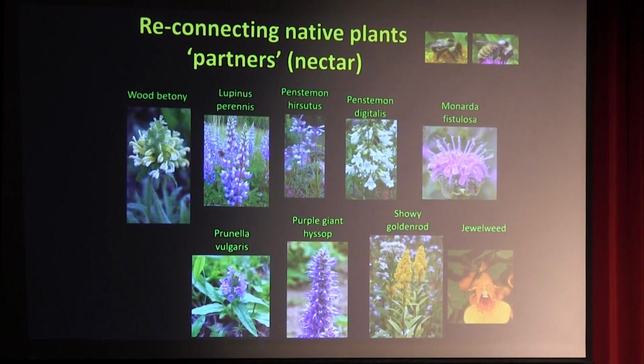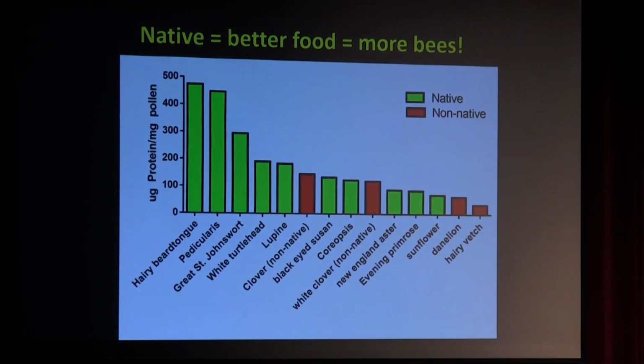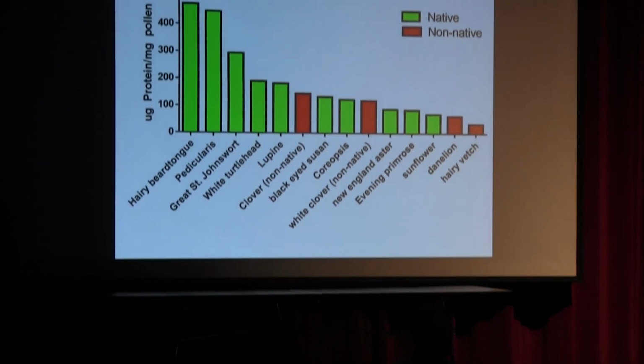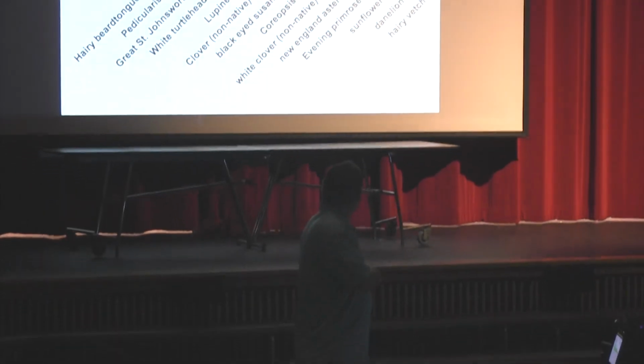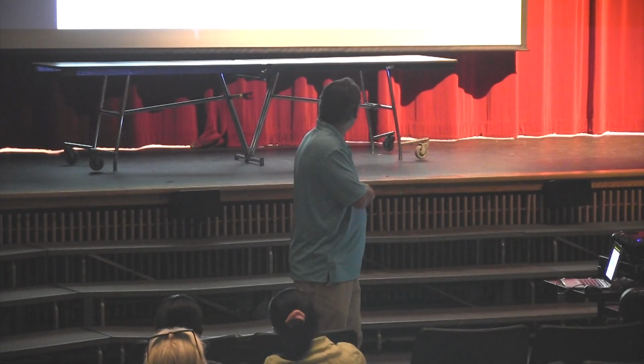Again, I have a list of all these plants at the end. The one thing, though: why not give them vetch and red clover if they like it? The answer is, remember, it's about nectar, a good source of nectar, and also pollen to make new bees. You need a good source of pollen. So here are the native plants that they like, the Penstemon that was shown in the previous slide, the paniculatus that was the first one to bloom, St.